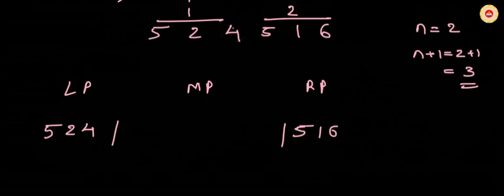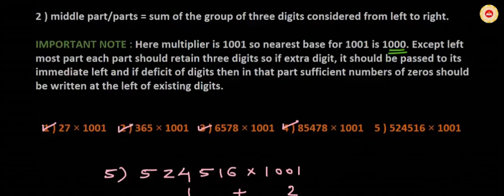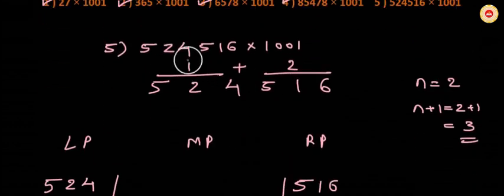How to calculate the middle part? First group and second group. Just add these two groups. Right? Just add these two groups. See what is the step? Sum of the groups of 3 digits considered from left to right. We are going to add starting from left to right. So add the first group and the second group, and write that sum in the middle part.